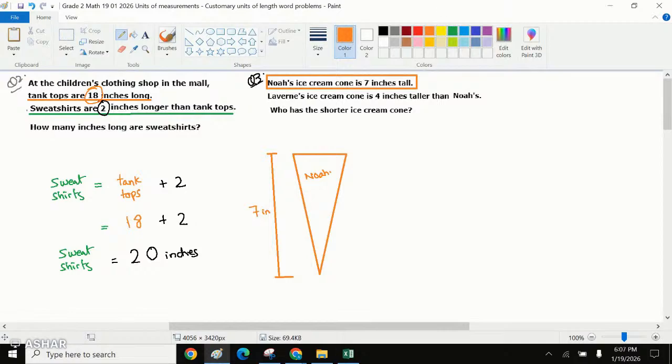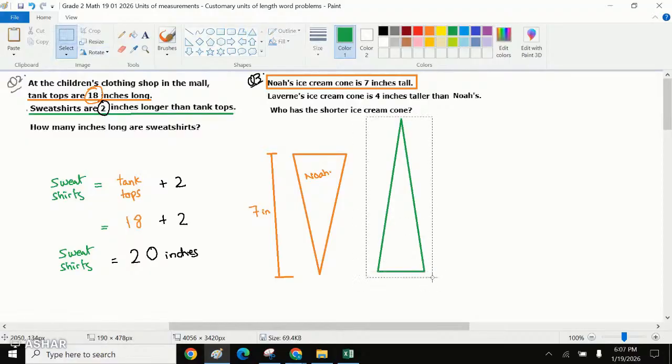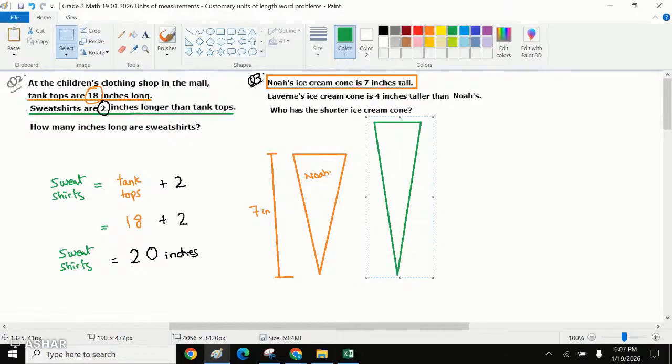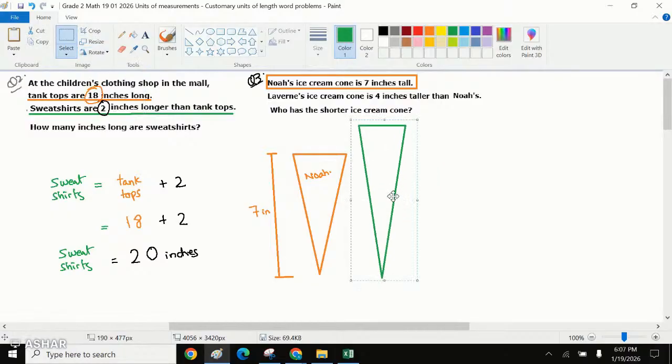Levin's ice cream cone is 4 inches taller than Noah's, right? So that means the ice cream cone she has is taller. That means it's bigger in size. So let's do, if this was her cone, we click this. Just because I'm trying to use a shape, that's why it's going to take time. Okay, if this is 4 inches taller, that means the height difference between these two cones is 4 inches, right?